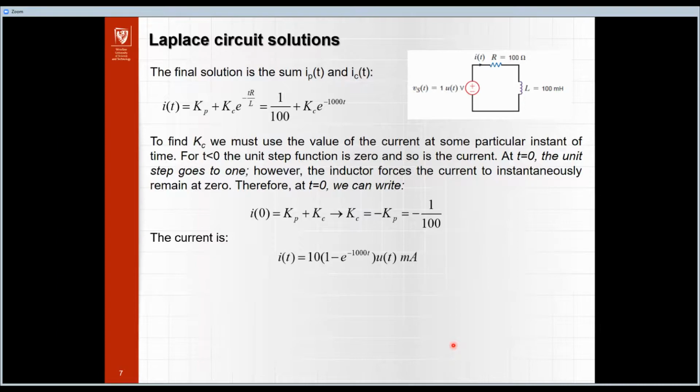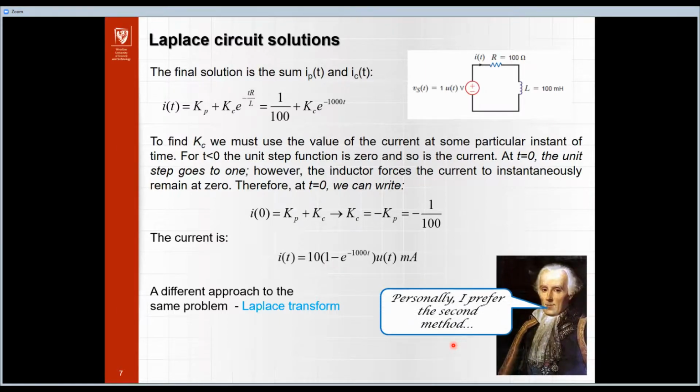Okay, so this is the first solution of this circuit using only the differential equations and without any change to the S domain and back again. Okay, but we know that we have another method, a different approach for the same problem, which is the Laplace transform. And I think that this man should tell that he preferred the second method. Okay, so try to use the Laplace transformation for the same circuit.